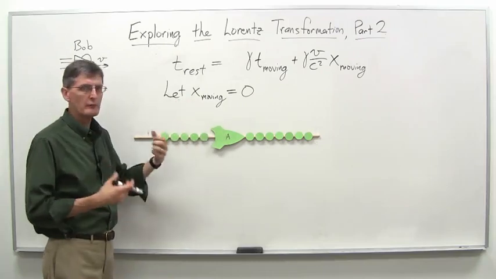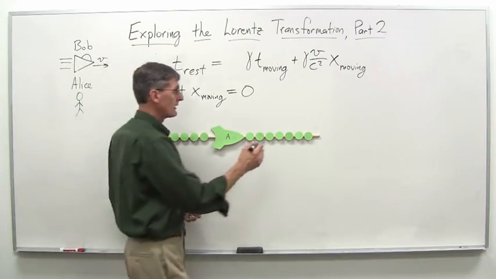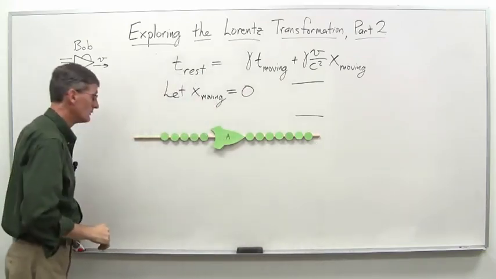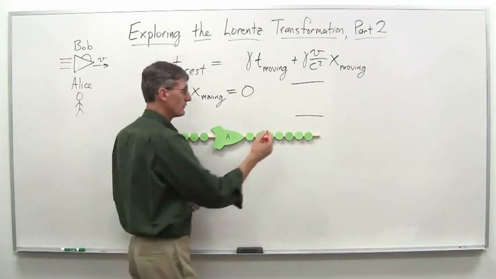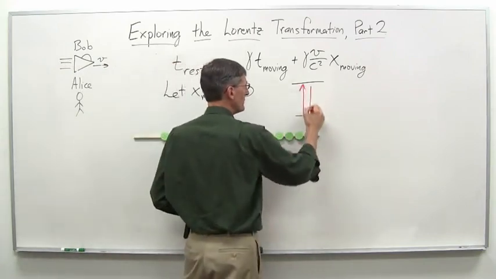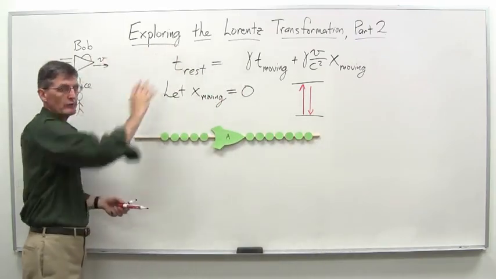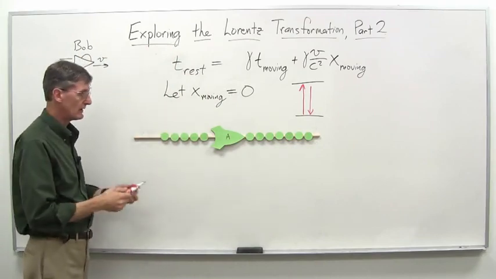Well, remember, when we derived the time dilation equation, we used the light clock. And the light clock in Bob's frame is just a beam of light bouncing up and down like that in Bob's frame. He's carrying it along with him. And Alice, of course, sees it at a diagonal, and that's where we get the time dilation effect.